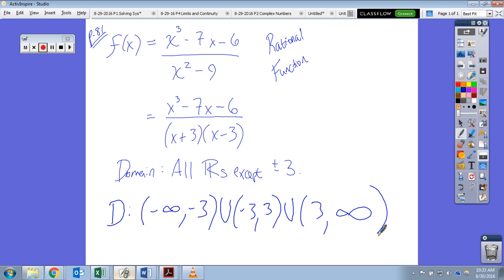Number 2: investigate the graph of f around x equals 3 to see that f has a removable discontinuity at x equals 3. So you have to factor the top too, right? It's already told me it's removable.